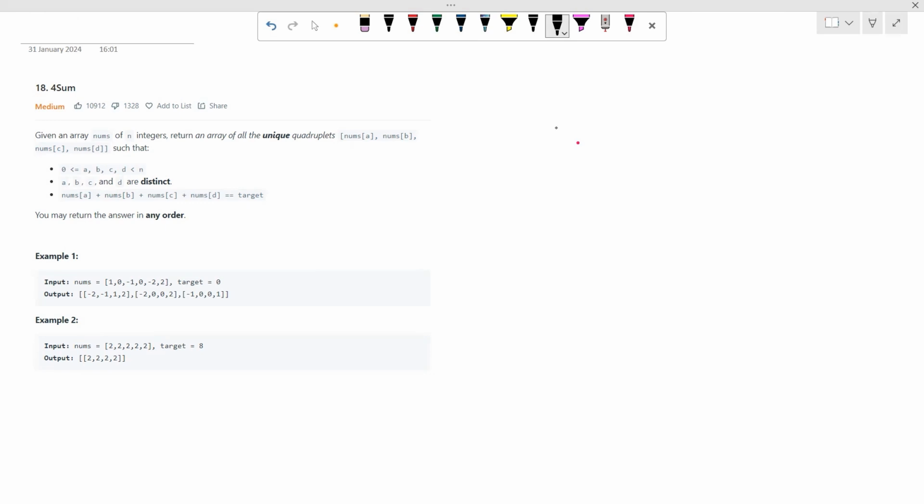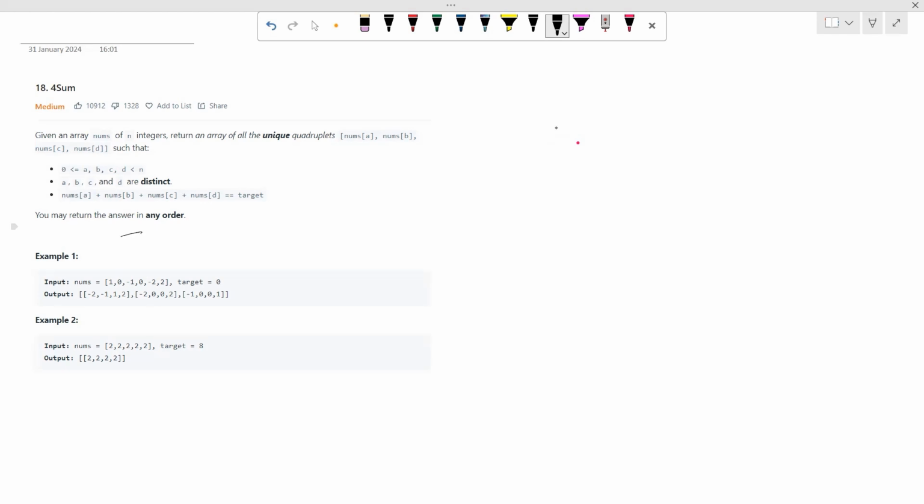Given an array nums of n integers, return an array of all the unique quadruplets nums[a], nums[b], nums[c], nums[d] such that 0 <= a, b, c, d < n, a, b, c, d are distinct elements, and nums[a] + nums[b] + nums[c] + nums[d] equals target. You may return the answer in any order, right?